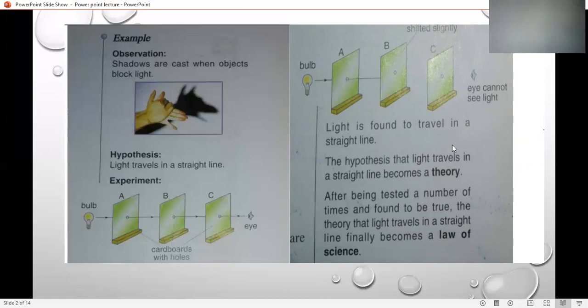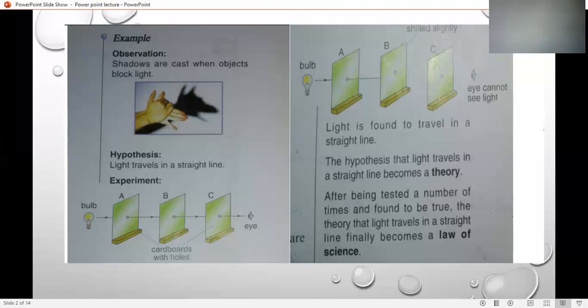So it became a theory. Now we have to test it a number of times to find it to be true. We test this experiment at one place, another place, and another place, with this cardboard and with another type of cardboard, and when it is proved a hundred times or a million times true, it becomes a law. So this is the scientific method.